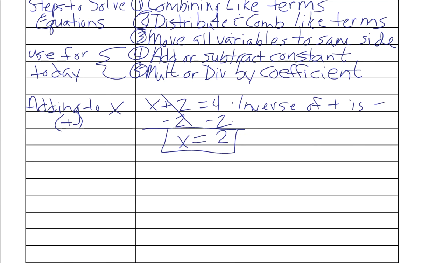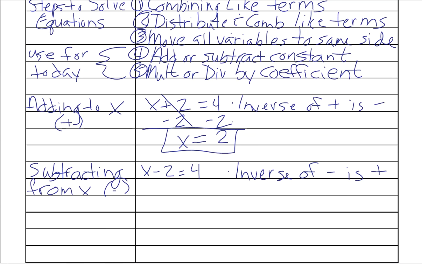Next, we're going to look at subtracting from the x. What do we do? So what if we have the problem x minus 2 equals 4? The inverse of minus is plus. So right now it says minus 2 to that x, so to get rid of it, we're going to add 2. And whatever you do to one side must be done to the other.